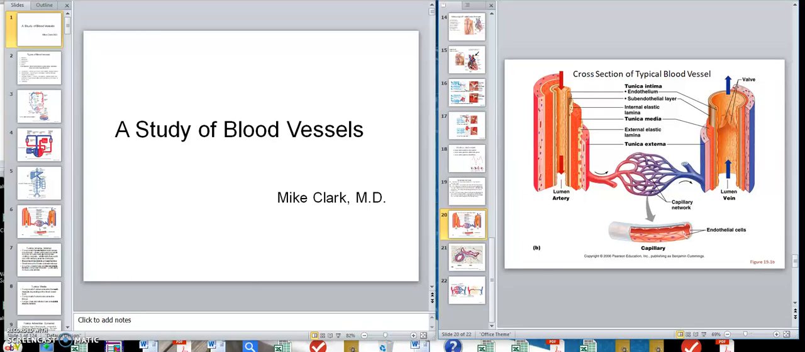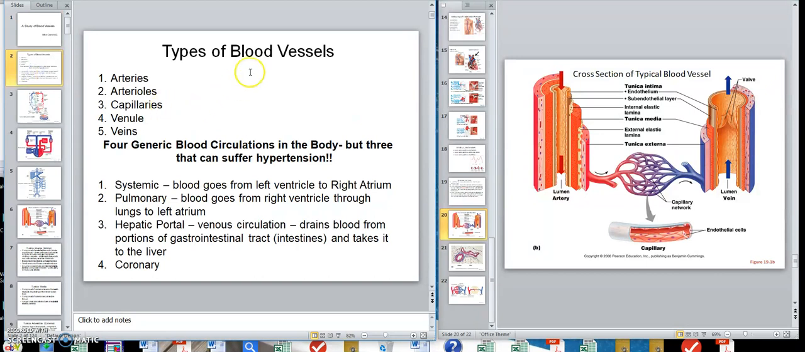Okay, class, now we're going to talk about blood vessels. This will be the blood vessel chapter. Depending on what text you have, it'll be chapter 19 in this particular book, but it depends on what book you have. Types of blood vessels we have: arteries, arterioles, capillaries, venules, and veins.